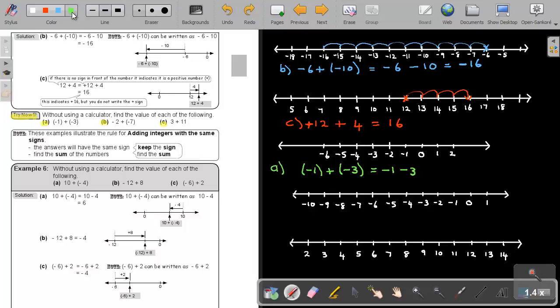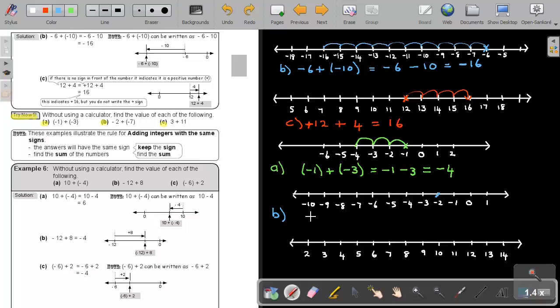So if I'm going to do it, I'm just going to start at negative 1, and I'm going to move 3 units to the left. 1, 2, 3. So my answer will be negative 4. Let's look at the next one, number B.